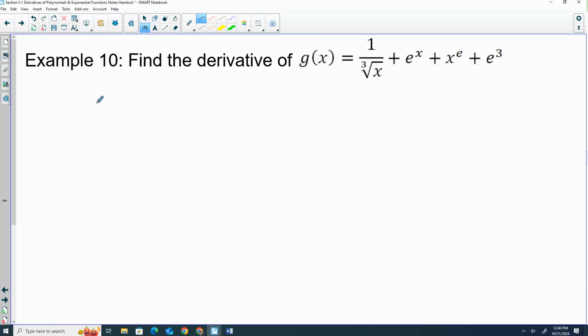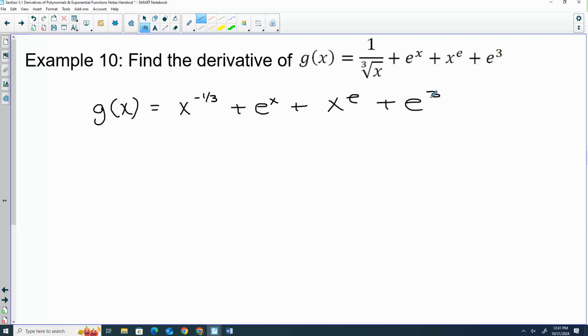The only thing we know how to do the derivative of currently is e to the x or x to a power. So how would I rewrite 1 over the cube root of x? Good. Plus e to the x plus x to the e plus e cubed.